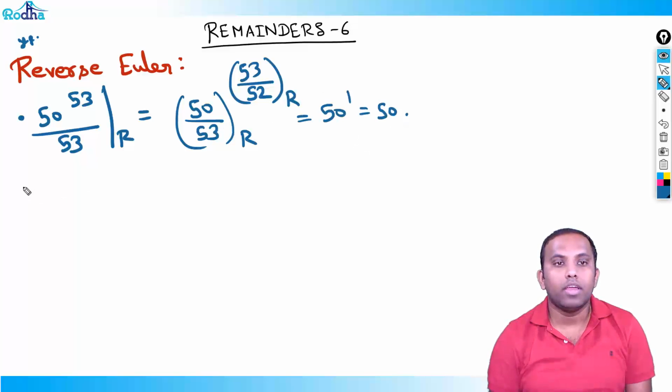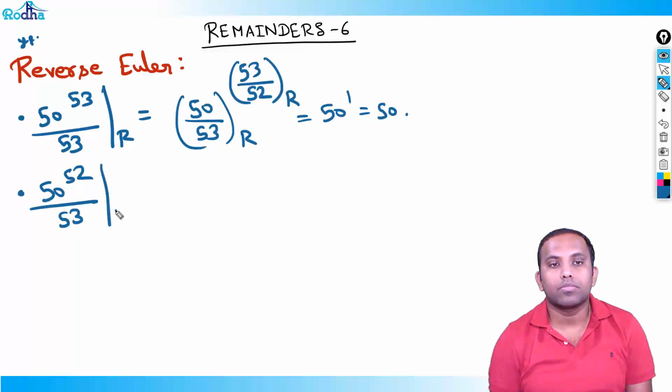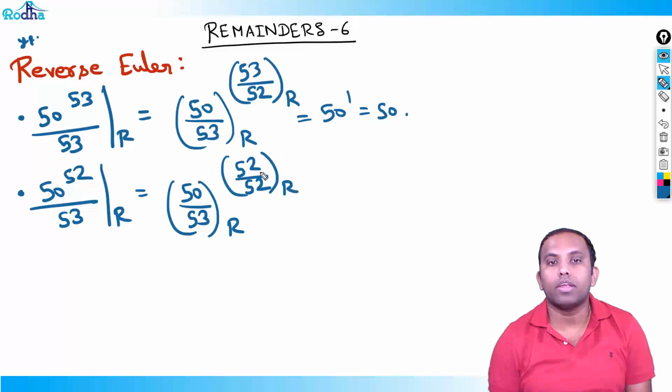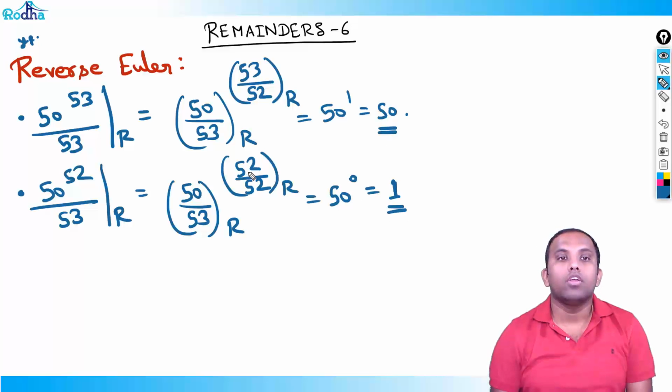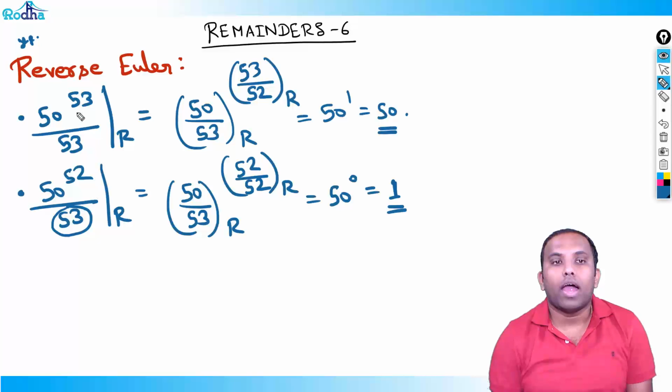Quite easy, right? If I make it 50 raised to 52 by 53 remainder, it is again very easy. Why? Because 50 by 53 remainder and 52 by 52 remainder, because again 52 is the Euler of 53. Again it is 0. So 50 raised to 0, the answer is 1. In the earlier case, the answer is 50. These questions are very easy because 53's Euler is 52, and the powers here are just equal to 52 or more than 52.